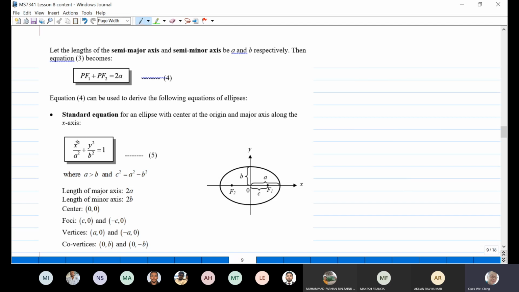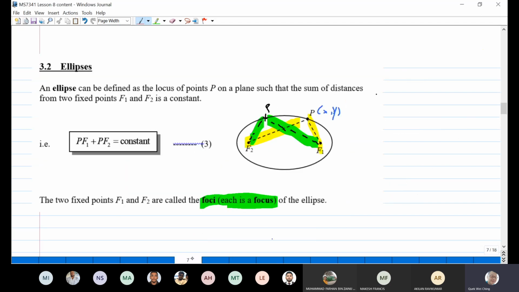Then finally, let me talk about this important equation here. Previously I have shown you that PF1 plus PF2 equals a constant. PF1 plus PF2 is constant, right? What is this constant? This constant is equal to the number 2a. So this one you must remember, okay? Memorize.